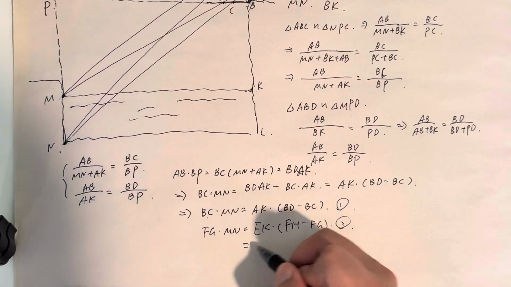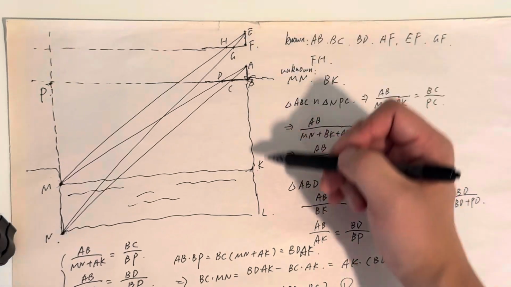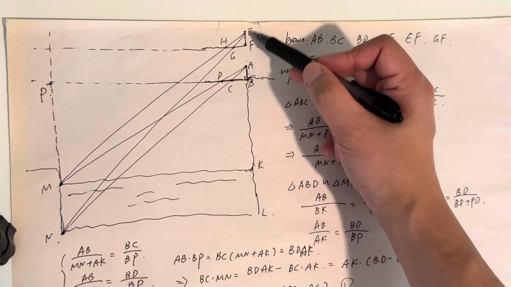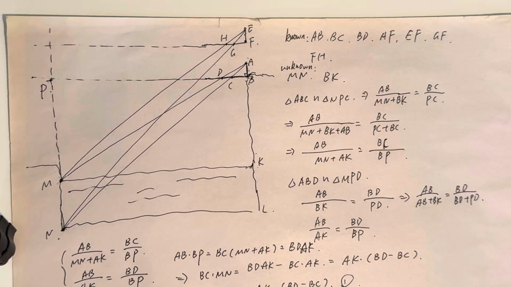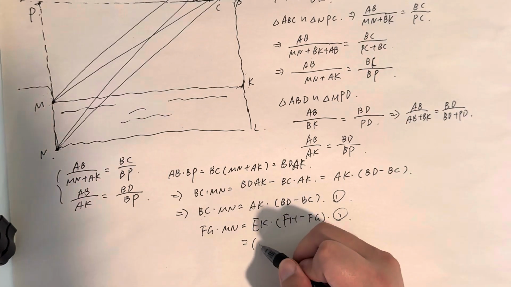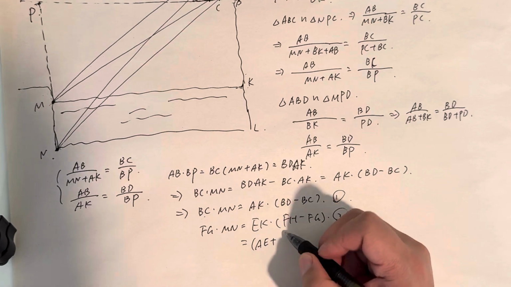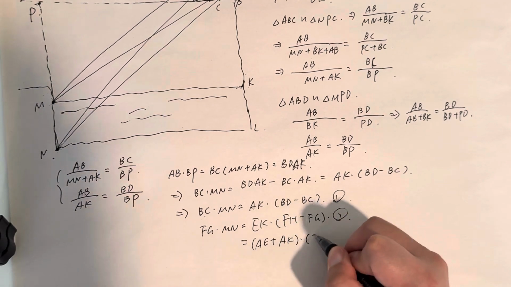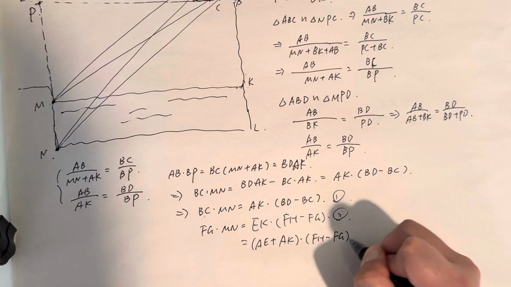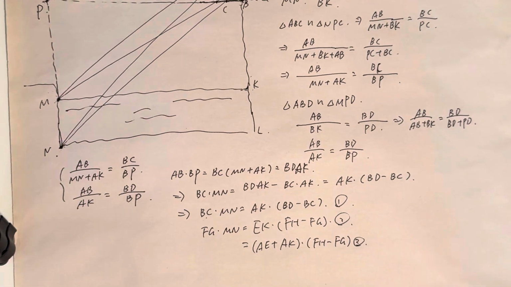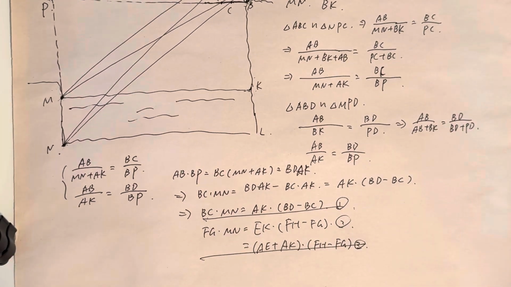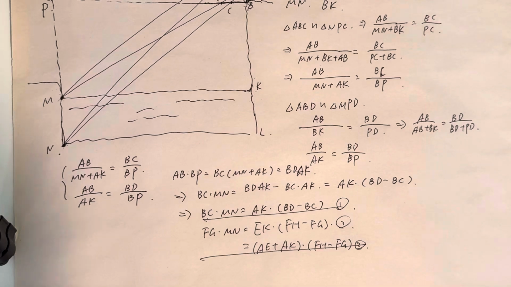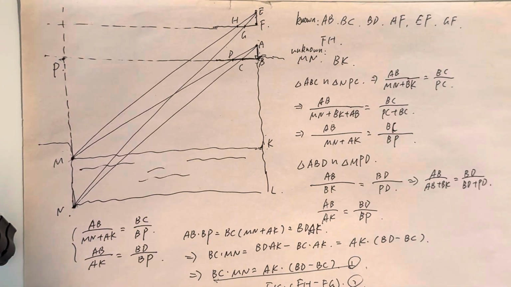Because EK equals AK plus AF plus EF, and AF and EF are known numbers. We just call it AE. So EK equals (AE plus AK) times (FH minus FG). Now we have 2 equations and 2 variables, AK and MN. We can easily find them. Okay, I'll just stop here.